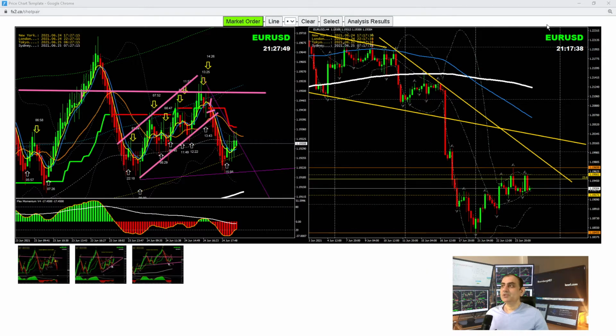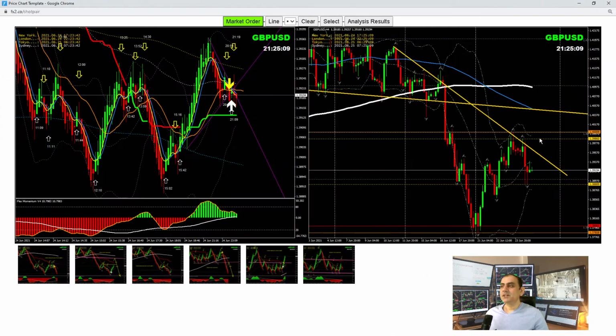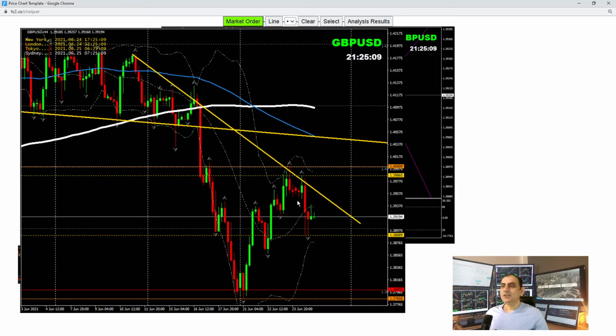All right, so let's move on to the pound dollar. If you look at the pound dollar, we were expecting some nice big moves because we had a high impact news this morning. So if you look at the 4-hour right now, this wedge has been broken, and you can see here another bearish flag pattern.